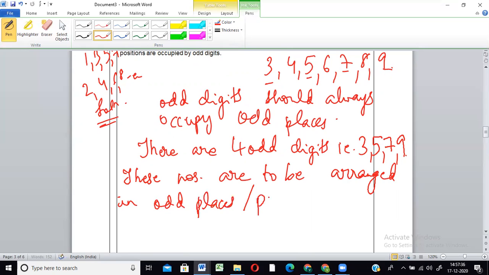Odd places or odd positions, anyways, both mean the same, okay? Positions, places. So there are 4 numbers and we have to arrange them in 4 odd places. So how do we do that? We can do it in 2 ways. I've already told you the shortcut last time.